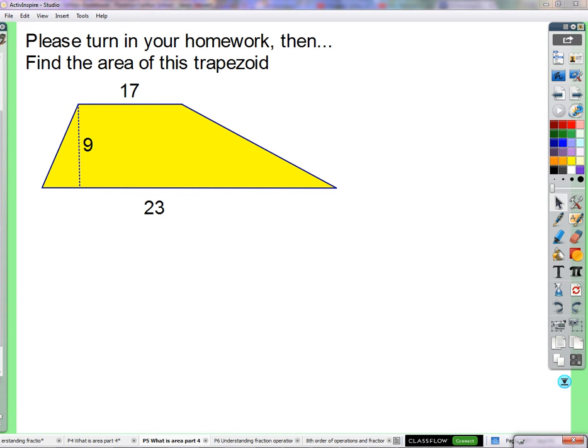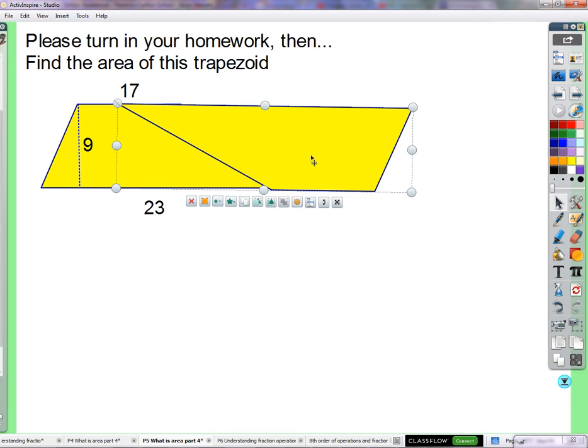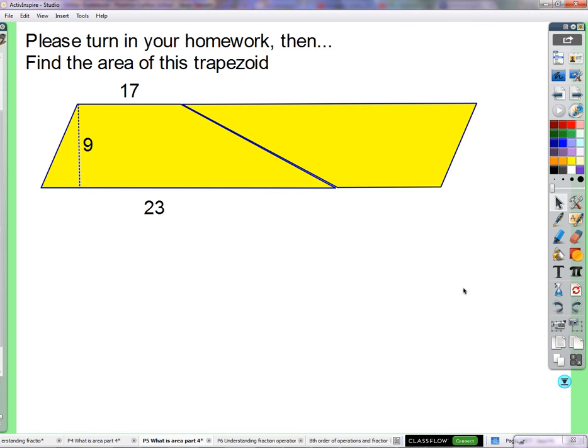Base times height. Well, we're not quite there yet, right? If we're going to use base times height, that's a rectangle, so we have to make a rectangle. Oh, you flip that one. Okay. Copy it. Flip it. All right, so we flipped it. And then what did we do, Colby? Add.